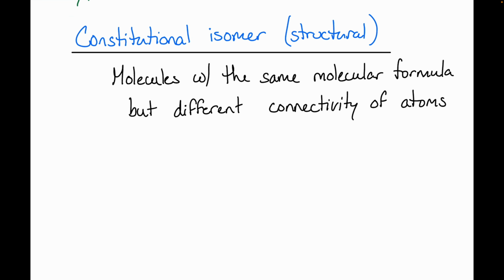So an example here would be butane, which has a chemical formula C4H what? 10, right? It's a saturated alkane here, C4H10. And this molecule here, 2-methylpropane, has that same C4H10. So this would be a pair of constitutional isomers here. Right? They have the same molecular formula, but the way that the atoms are connected are different.